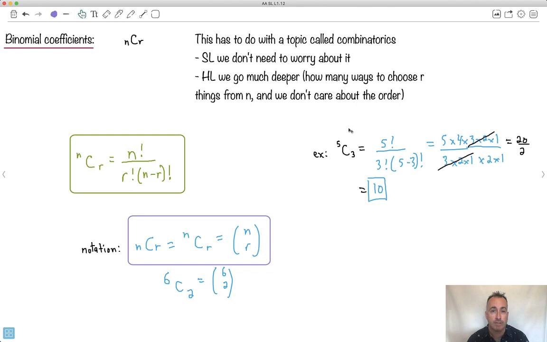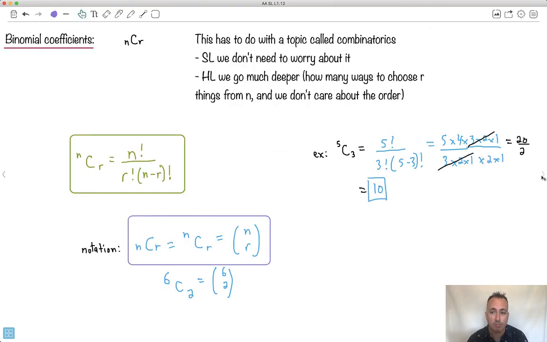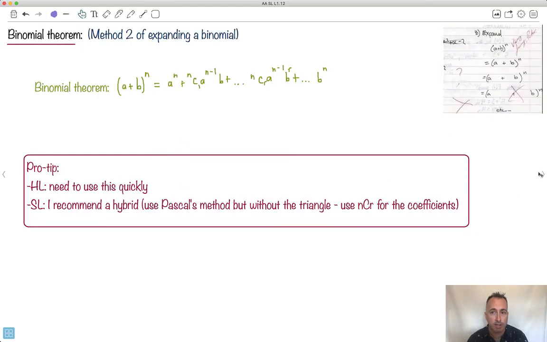So now that we've seen what nCr does, we've seen what factorials are, now we can actually finally do the binomial theorem. So this is going to help us in order to solve more complicated binomials. So let's take a look at it. This is again for expanding a binomial like (a + b) to the power of n.